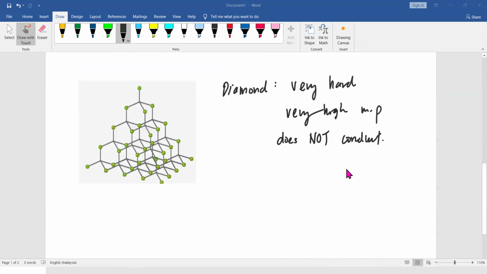So because diamond is like that, it's the hardest substance in the world. What do they use it to make? Diamond rings, of course, jewelry, of course, and also they use it to make the drill bit to drill other stuff.